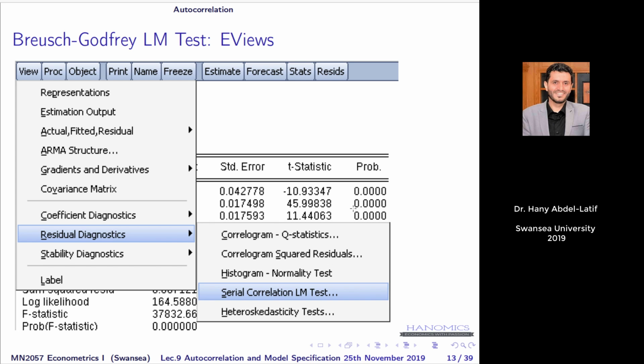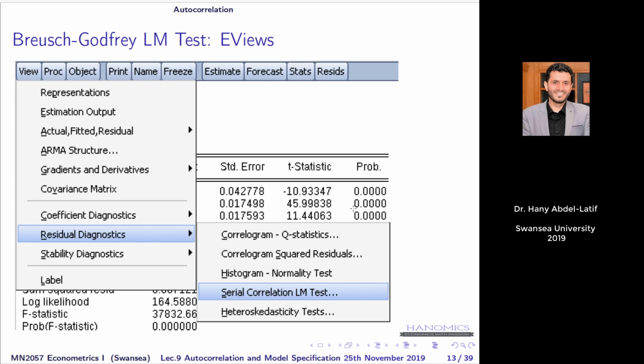In EViews, this is how you do it. Given that you already estimate the model first. Why do you need to estimate the model first before you run the test? Because you need the residuals. That's what we test. We test the residuals. If you don't have an estimation, you don't have residuals. So you need to estimate the model first.